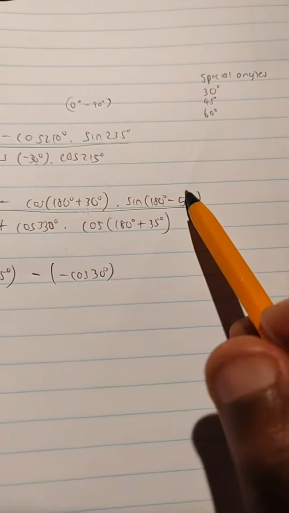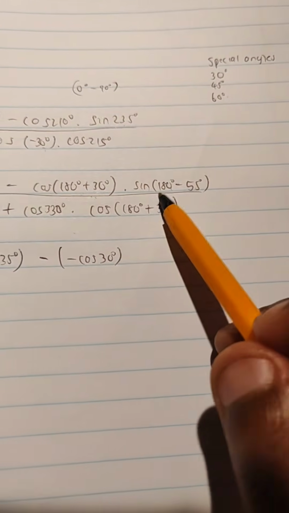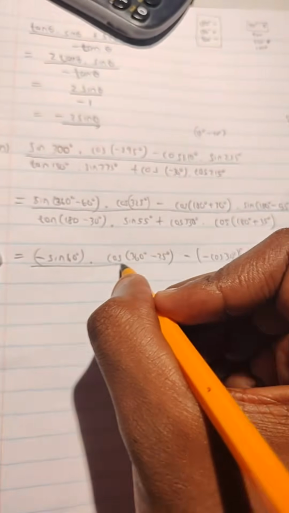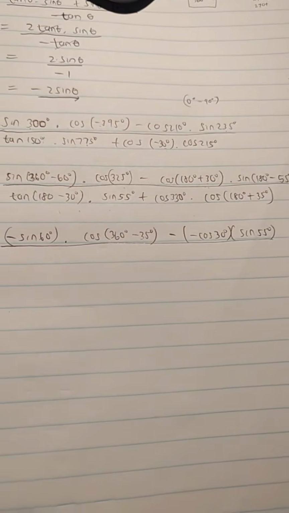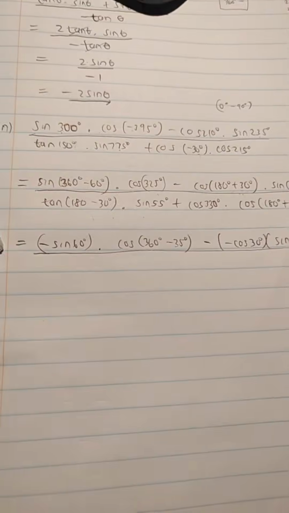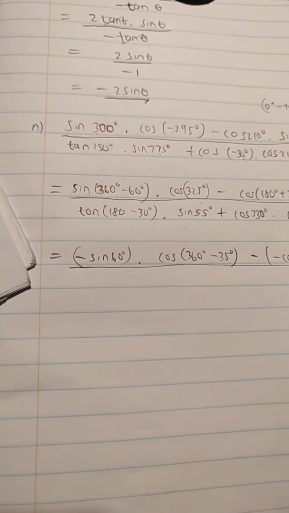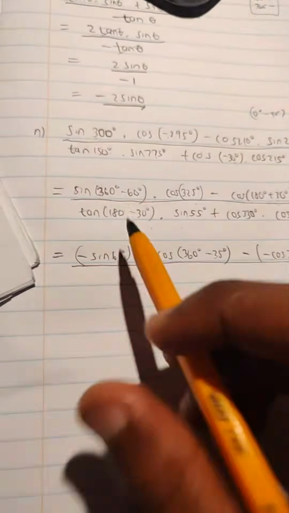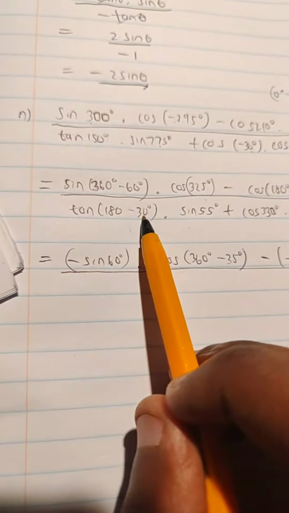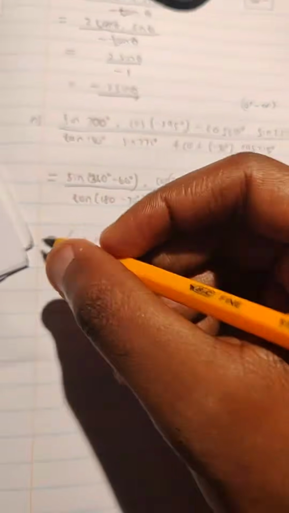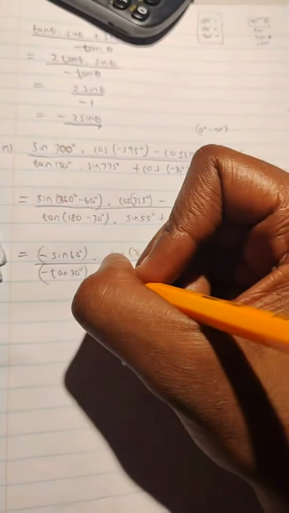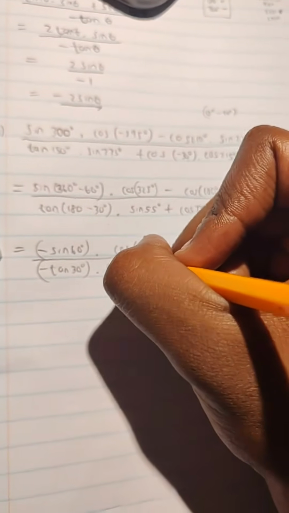Sine 235 is 180 plus 55, and 180 plus is in the third quadrant. Because there's no 90 plus or 270, I'm not worrying about the change in the trig ratio. That's why I say we first lean towards our function values: 180 plus, 180 minus and 360 minus. 180 minus 30 degrees is in the second quadrant. How is tan there?